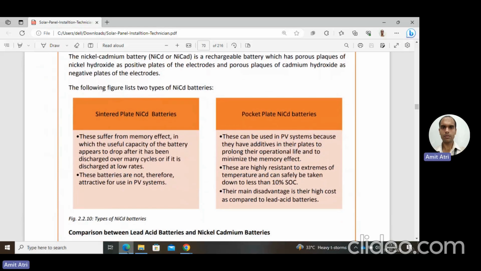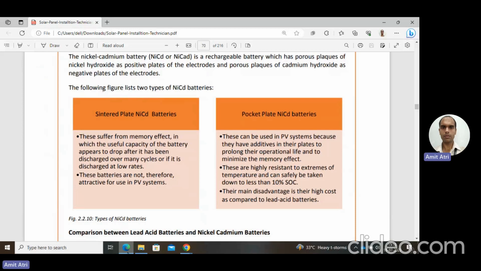There are two types of nickel cadmium batteries: the sintered plate nickel cadmium battery, and the second one is the pocket plate nickel cadmium battery. The sintered plates suffer from the memory effect, in which the useful capacity of the battery appears to drop after it has been discharged over many cycles, or if it is discharged at low rates. So these batteries are not attractive for use in PV systems.